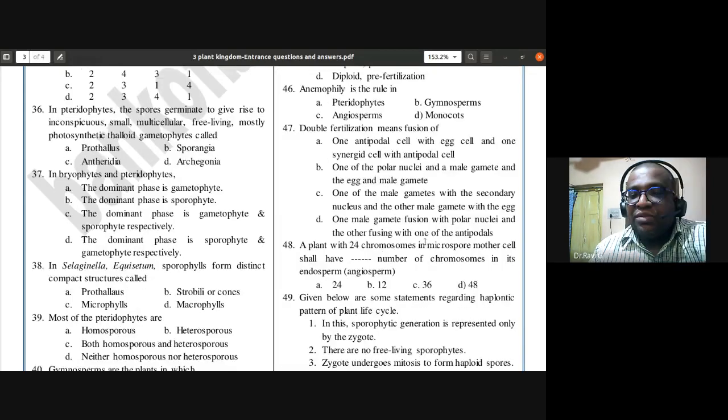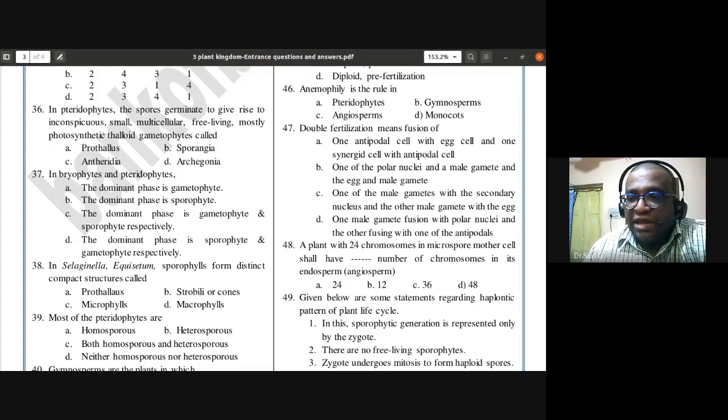A plant with 24 chromosomes in the microspore mother cell shall have dash number of chromosomes in its endosperm. So 24 chromosomes in the microspore mother cell. So the haploid number will be 12, whereas the endosperm in angiosperms is triploid. So 12 into 3, 36. So 36 chromosomes will be found in the endosperm of an angiosperm. So 48, C is the answer. So you should calculate it on that basis.